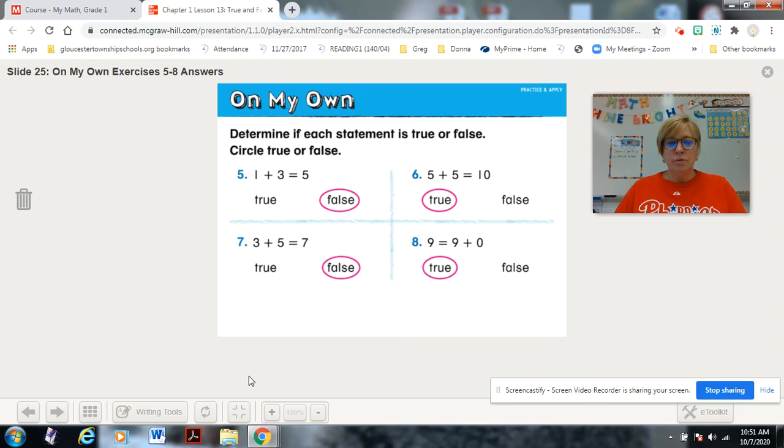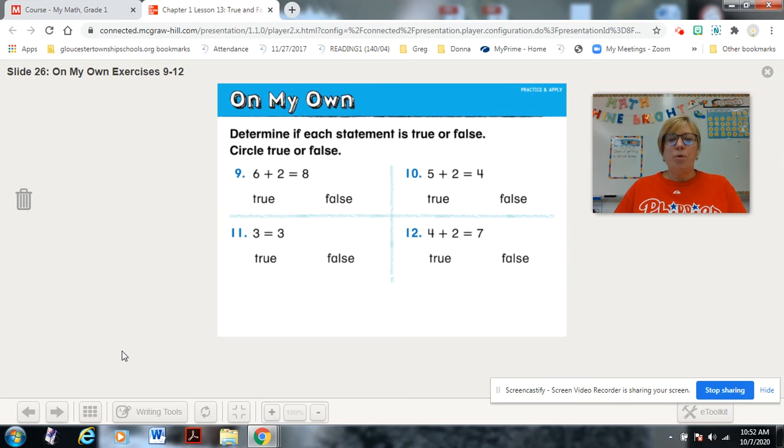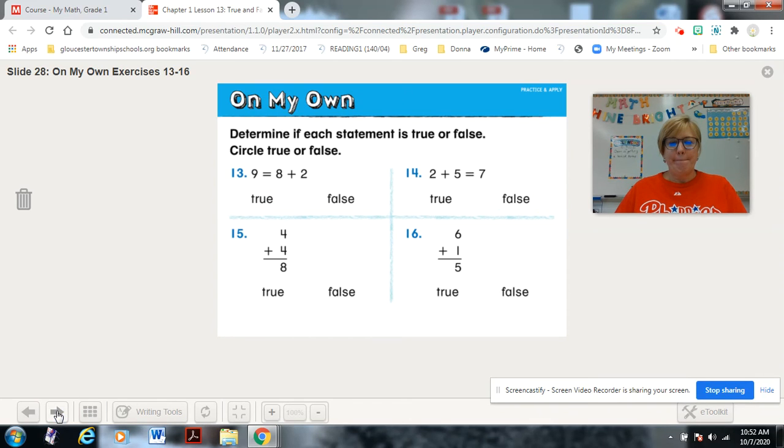Okay, check. How'd you do? Good. All right. Pause and figure these out. Okay. Good job. All right, ready? Last bunch. See, it doesn't matter if it's horizontal or vertical. If it's true, it's true. If it's false, it's false. Okay? All right. Good job, boys and girls.